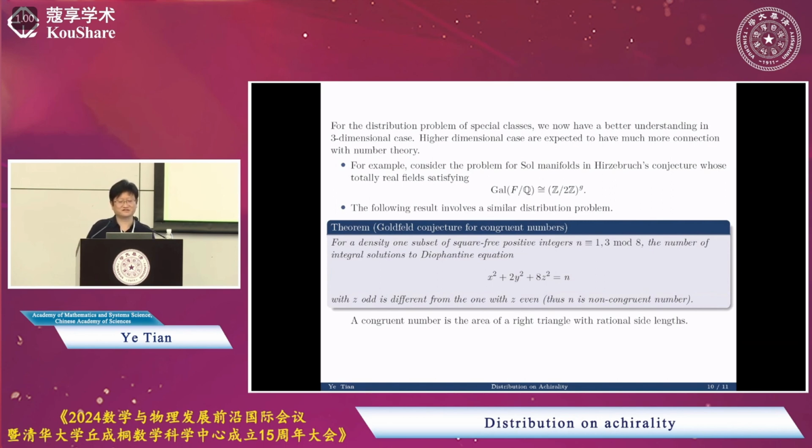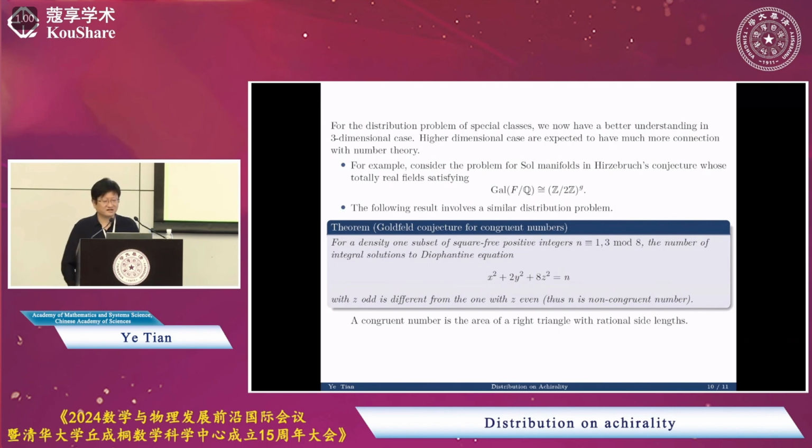For example, if you just consider this Sol manifold in Herzberg's conjecture, which has dimension 4k minus 1. So let's just think about a very special case. If we require the relevant totally real field F is Galois over Q, with the Galois group isomorphic to the abelian group of exponent 2, then the corresponding distribution problem in number theory is much harder than what we saw for this Stevens conjecture. So even for G equals 2 it is highly non-trivial.